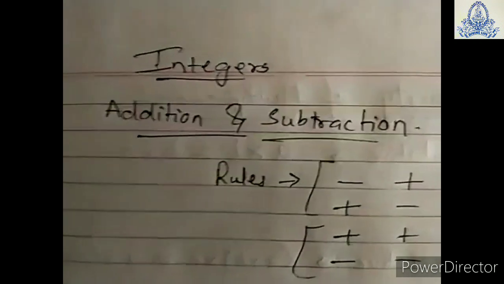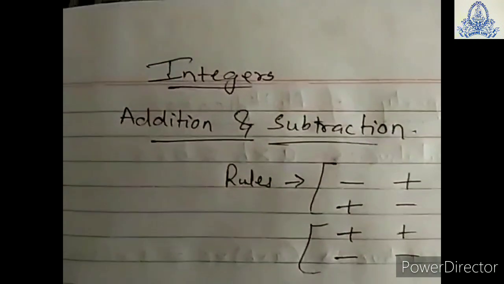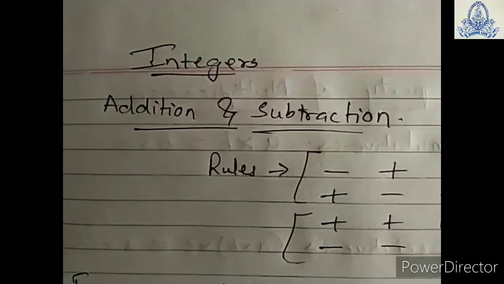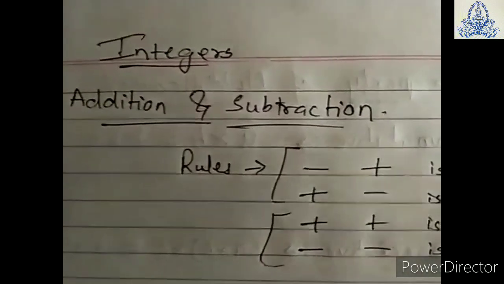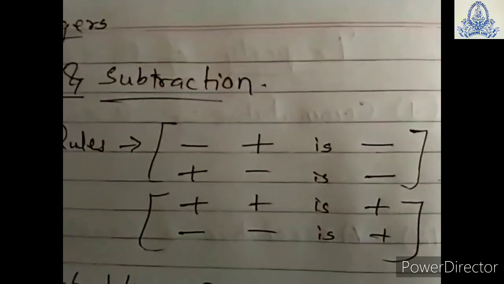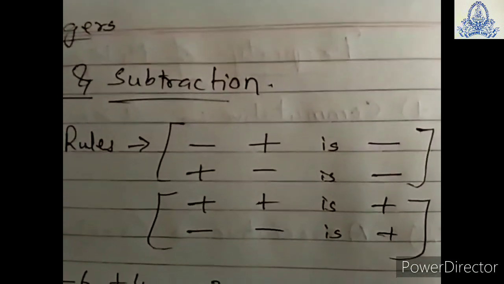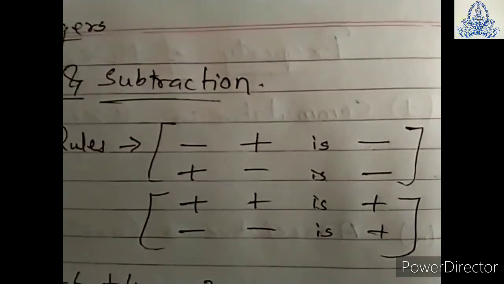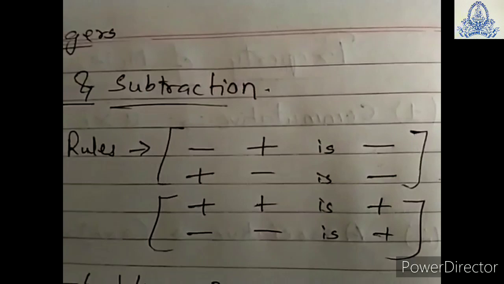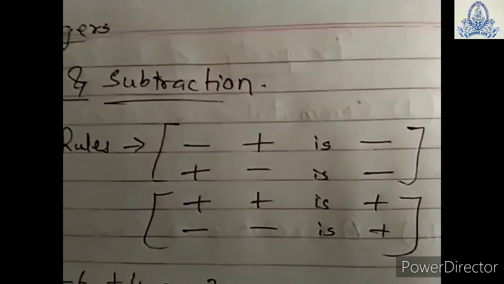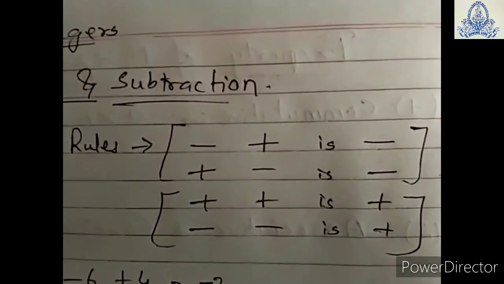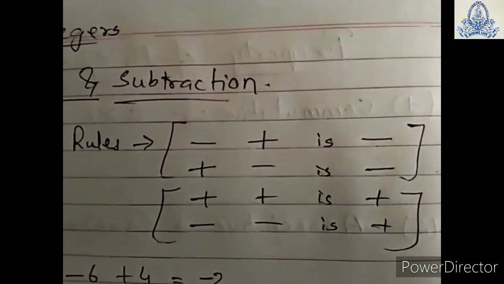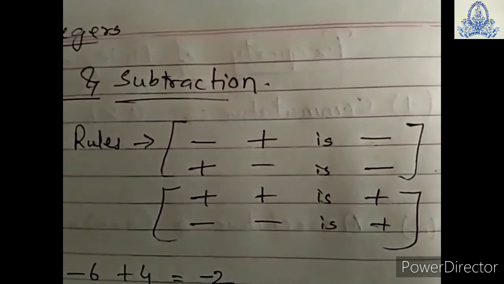So students, for the addition and subtraction of integers, we have to understand the rules regarding the signs, that is plus and minus. It is like this: minus plus, if two integers are there with the sign of minus and plus, we have to do subtraction, that is minus. And plus minus, if two integers have a plus and minus sign, then it should be a minus. Same way plus plus will become plus, and minus minus you have to make plus only.